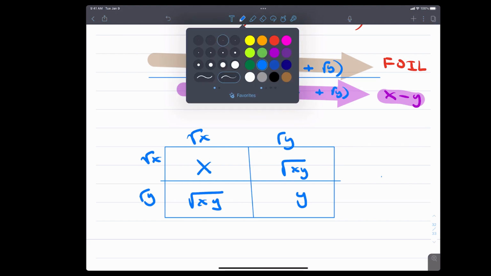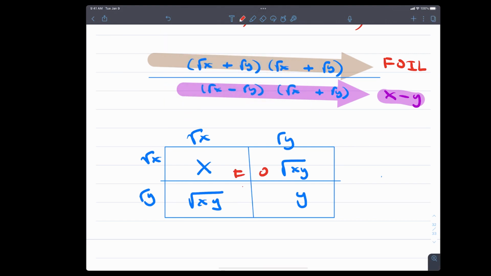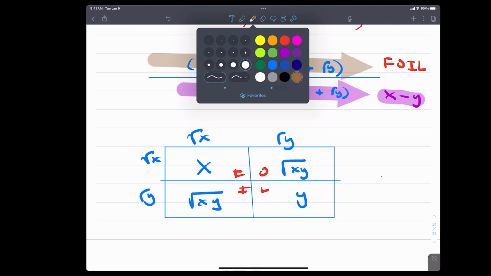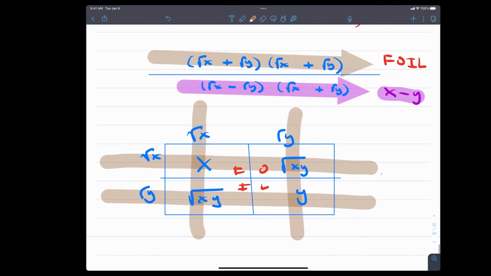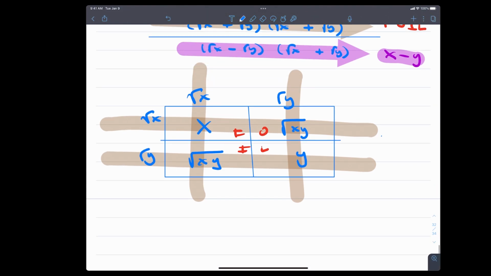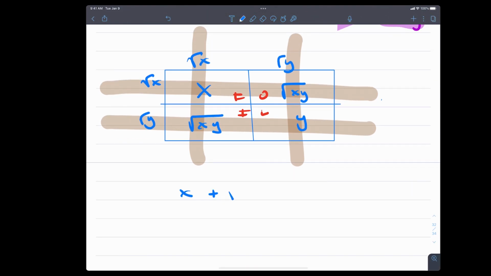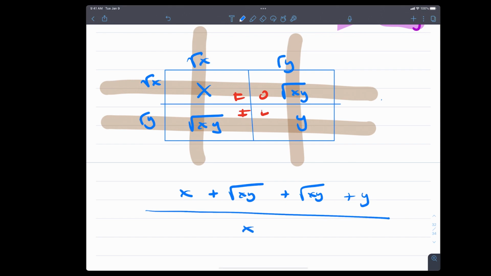So I want to remark to people, this is your first, outer, inner, last due to FOIL that we just did here. Multiply your rows and your columns. So that numerator is x plus square root of xy plus square root of xy plus y. The denominator is over x minus y. But what do you guys do with these two terms here? Don't think you add them, right? So it's really 2 apples.